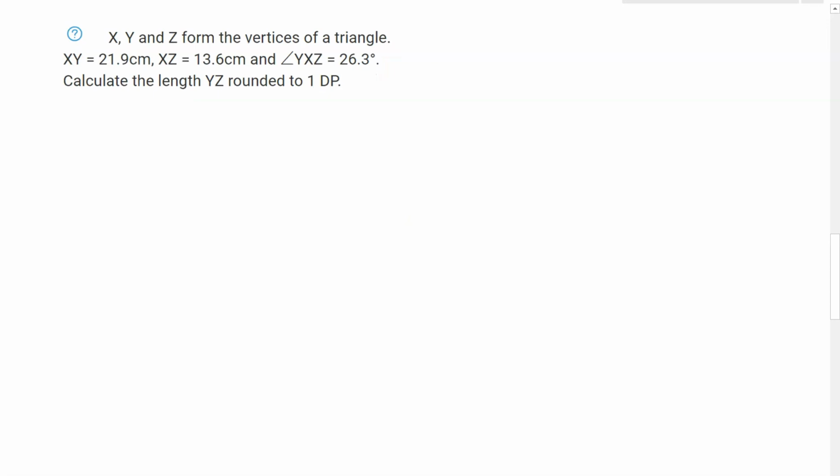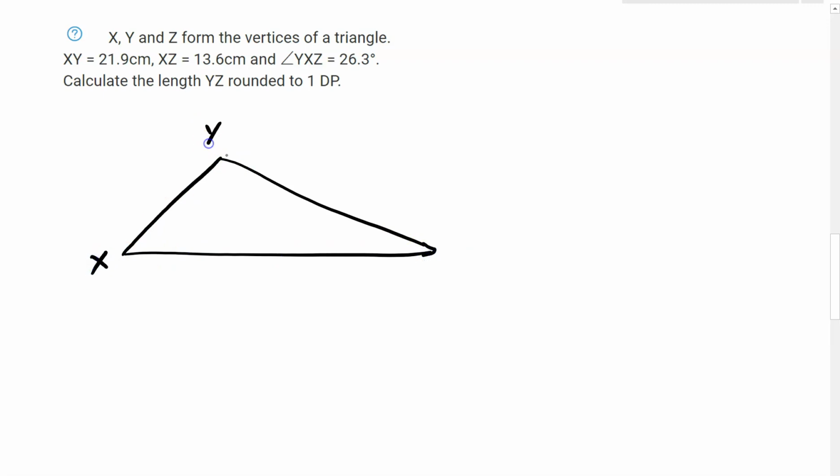Right, so we're going to need a sketch here. It doesn't matter what it looks like, in all fairness. Start putting the X, Y's and Z's wherever you like. Okay, so we know XY is 21.9 centimetres. We know XZ is 13.6 centimetres. And we know the angle YXZ, so that's this one here, is 26.3 degrees. And we are asked to find this side.